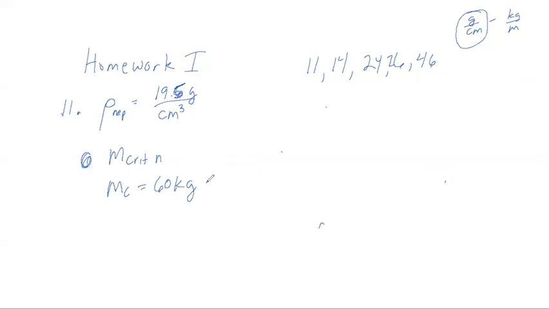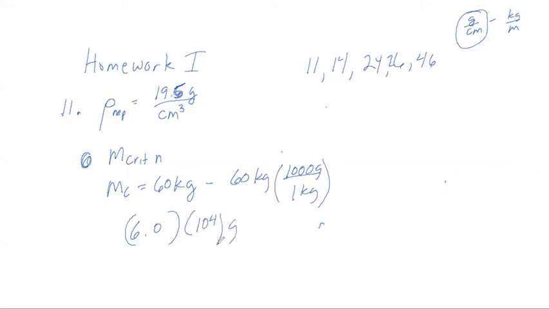So that's going to be what? 60 kgs times 1,000 grams per 1 kg. It's going to be 6.0 times 10 to the 4th grams. All right, that is my mass critical in grams. I need to find the critical volume, and then I'm finding the critical radius of the sphere.